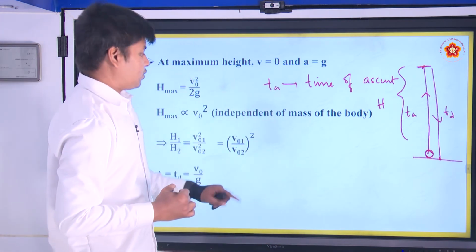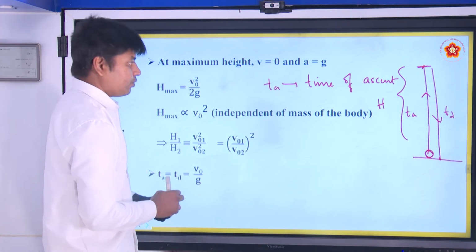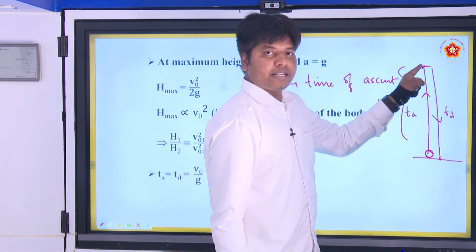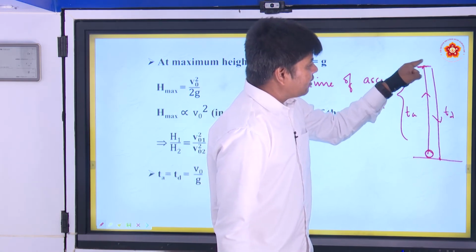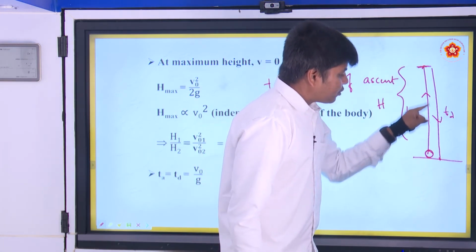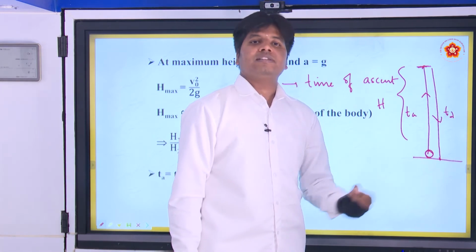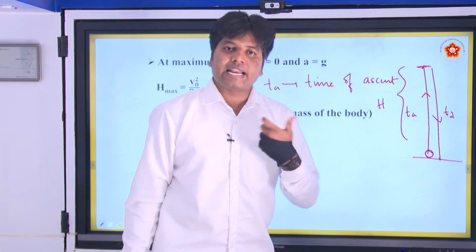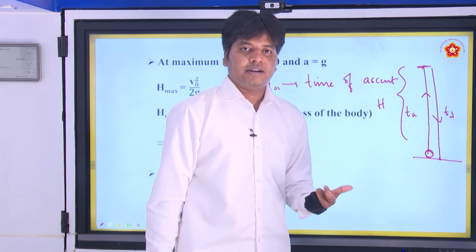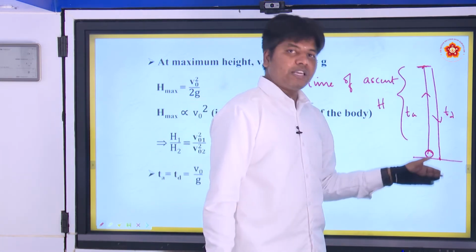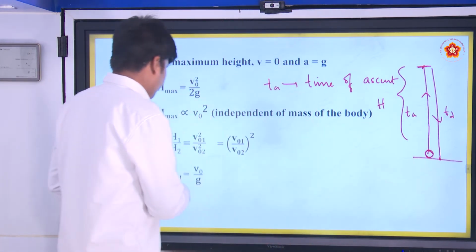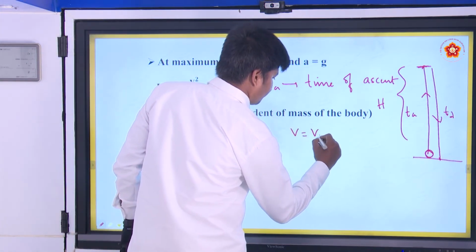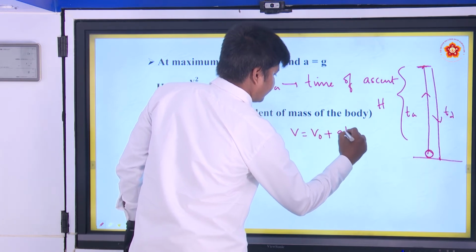So the time it takes to go from the ground to the highest point is the same time it takes to travel from the highest point to the ground, because the only force acting on the particle is the force due to gravity. There is no other force, right? So the time it took up should be equal to the time it took down. So how do we prove this? Use the first equation, v is equal to v0 plus gt.